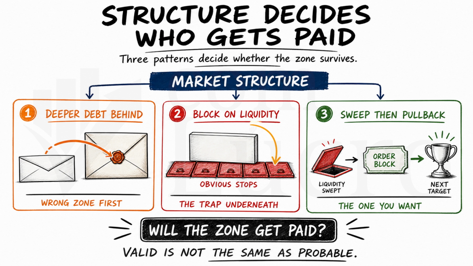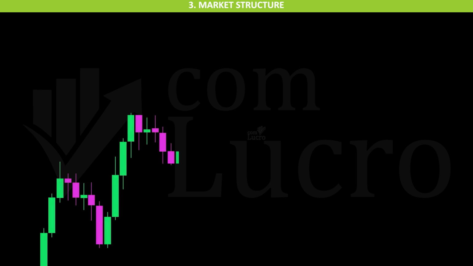Condition 3, market structure. Structure and order blocks aren't 2 separate subjects. Structure is what decides whether your zone ever gets paid. Sometimes it invalidates the zone completely. Sometimes it makes it far more probable. 3 patterns you need to recognize. Pattern 1. An unmitigated gap behind you.